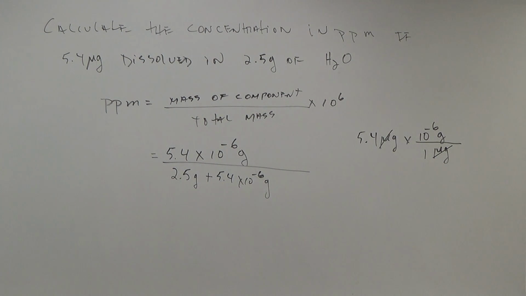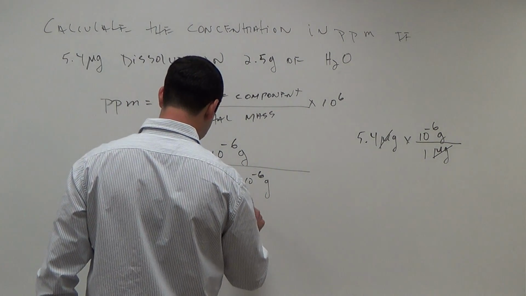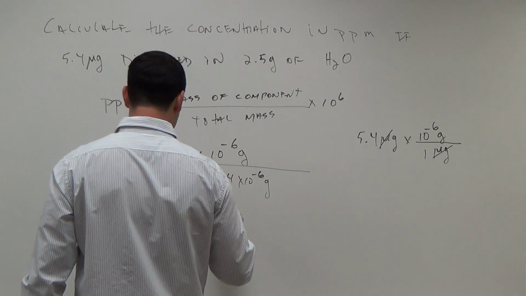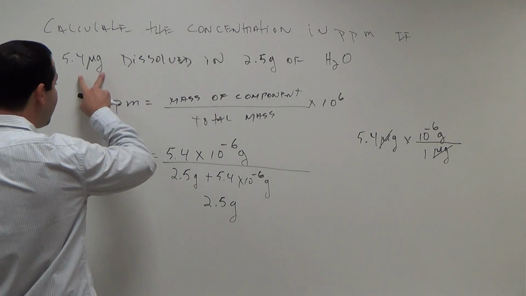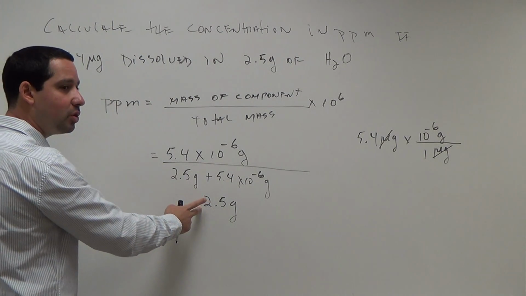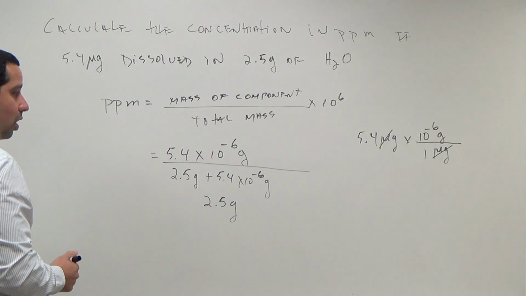2.5 plus 5.4 times 10 to the minus 6. It's still 2.5, to the second decimal place. That's what he meant before when he said it was insignificant. So on the bottom it is 2.5, because this is such a small amount. It will not change the mass of the solvent. But you can't disregard it.